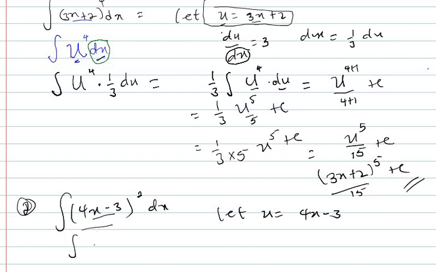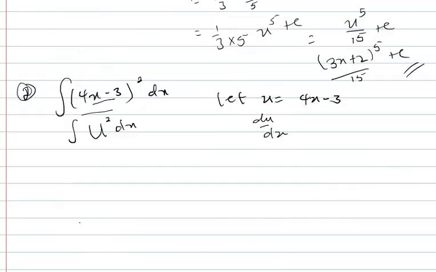We can say the integral of u, since 4x minus 3 is u. We can say u squared, yes, no x, it's just u, then dx. But here is u, here is the x. There is no way you can solve the u with respect to x, so you differentiate this in order to find dx. So we can say du with respect to x. If we differentiate this with respect to x, it is just 4.